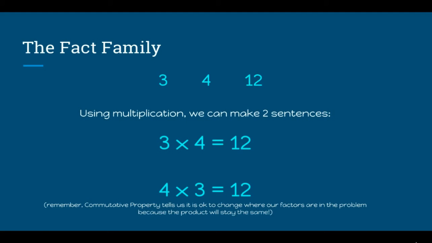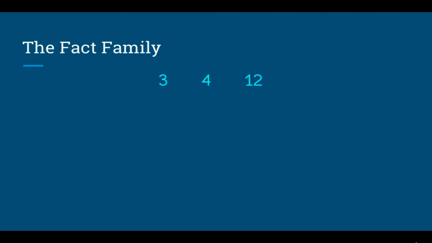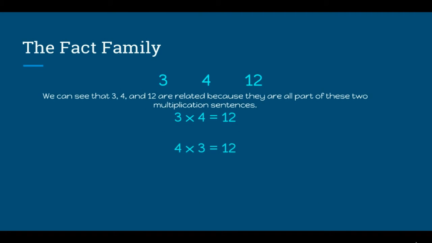Using multiplication, we can make 2 sentences. 3 times 4 equals 12, and 4 times 3 equals 12. Remember, commutative property tells us it is okay to change where our factors are in the problem because the product will stay the same. We can see that 3, 4, and 12 are related because they are all part of these 2 multiplication sentences.